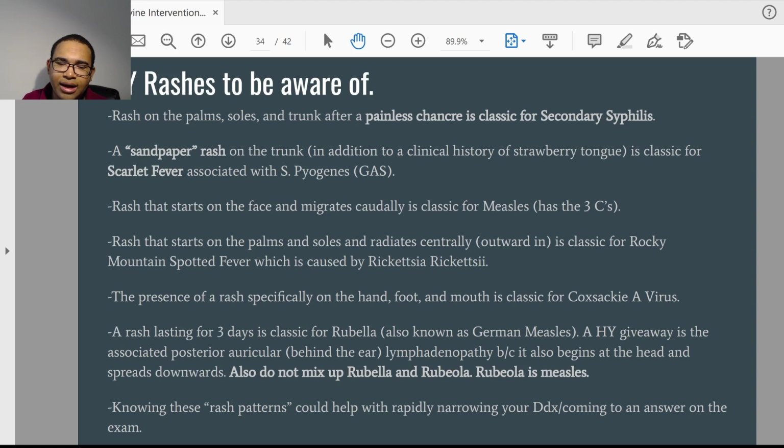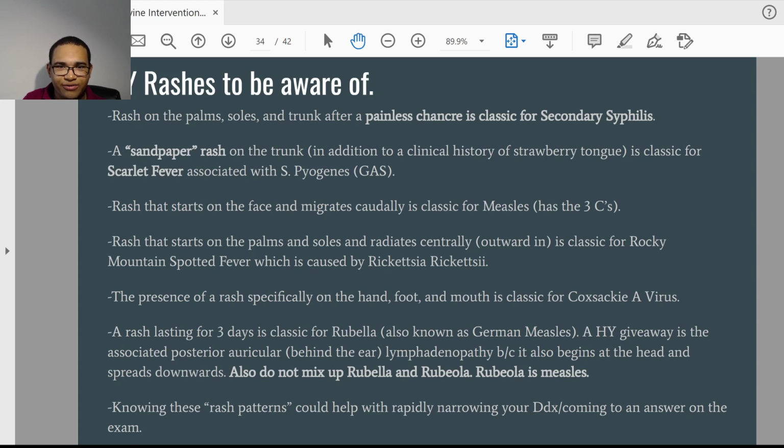And then a rash that again, and again, the 3 C's: cough, coryza. Coryza is a $5 word for runny nose, and conjunctivitis. Those are the 3 C's of measles. And then a rash that starts on the palms and soles, radiates centrally, so from the outward in, right? That's Rocky Mountain spotted fever caused by Rickettsia rickettsii.